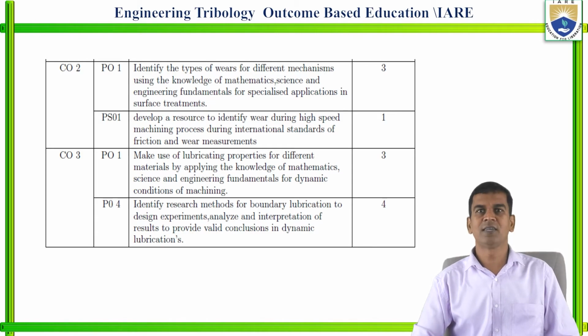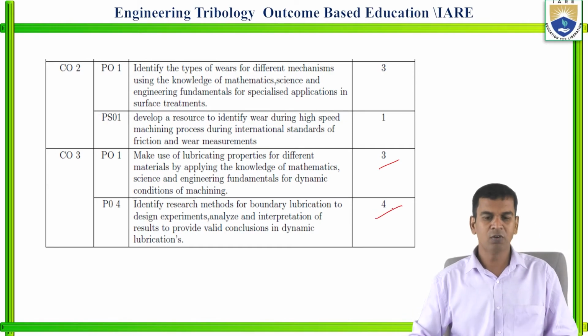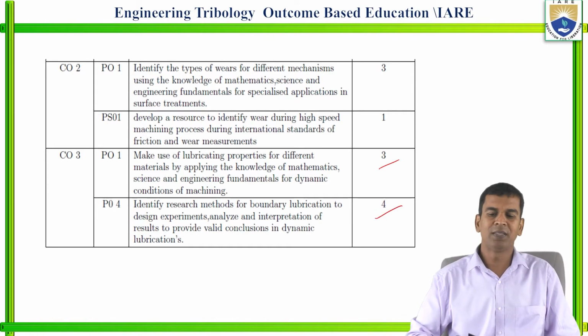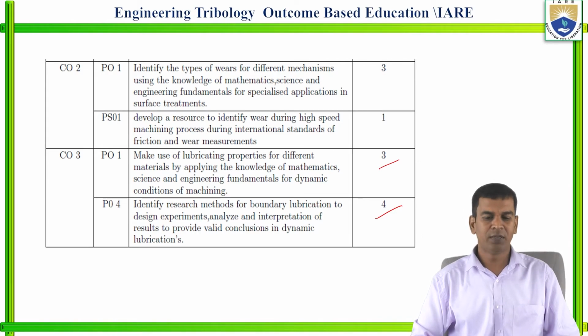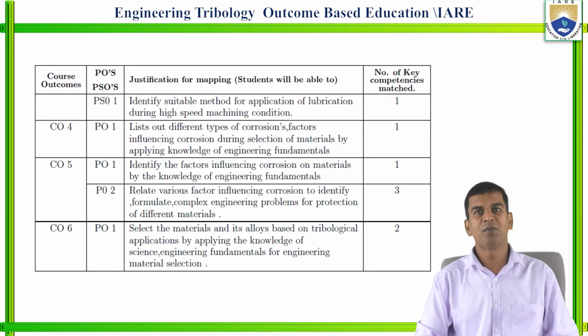Here the key competencies are 3 and the key competencies are 4. You can see the knowledge of mathematics, science and engineering fundamentals. Similarly, you can see here design experiments, analyze and interpret results. CO3 is also mapped to PSO1: identify suitable method for application of lubrication during the high speed machining process, and the key competency is the first one, a suitable method of lubrication.